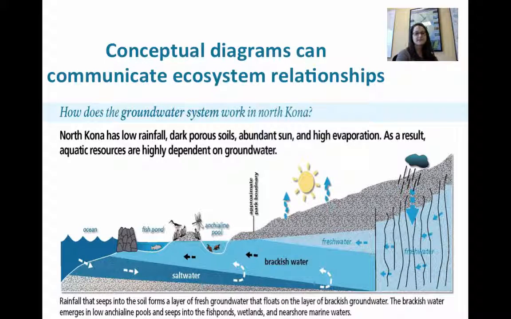Conceptual diagrams can communicate ecosystem relationships. So here we have the groundwater system in North Kona, Hawaii. So we have the groundwater system that's occurring under the land, and then you can see how that system is then influencing the aquatic resources in the ocean, ponds, and pools.